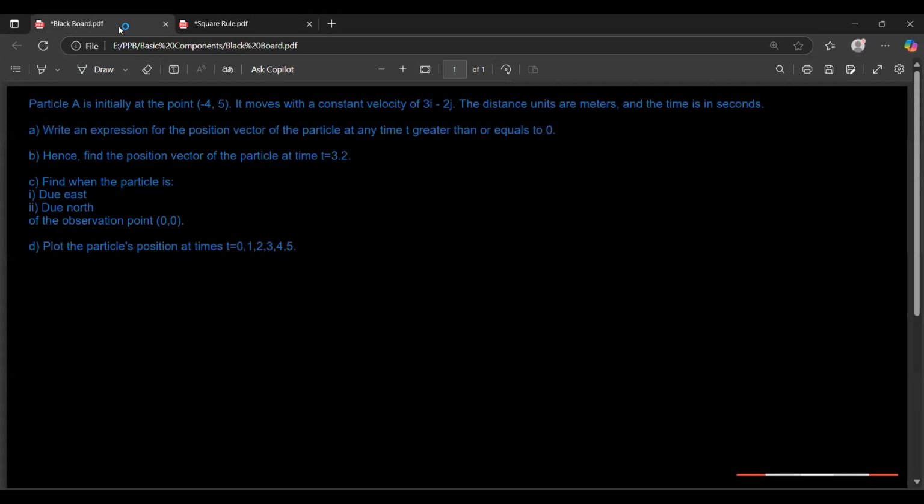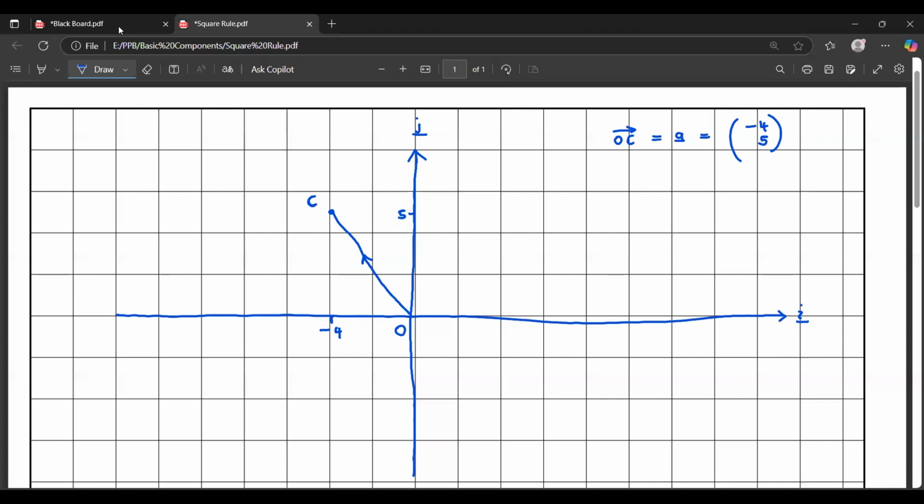And what else are they saying? They are saying it moves with a constant velocity of 3i minus 2j. So if the velocity is given as 3i minus 2j, that means the direction vector, normally we use it as B, is (3, -2). That's all they are saying.